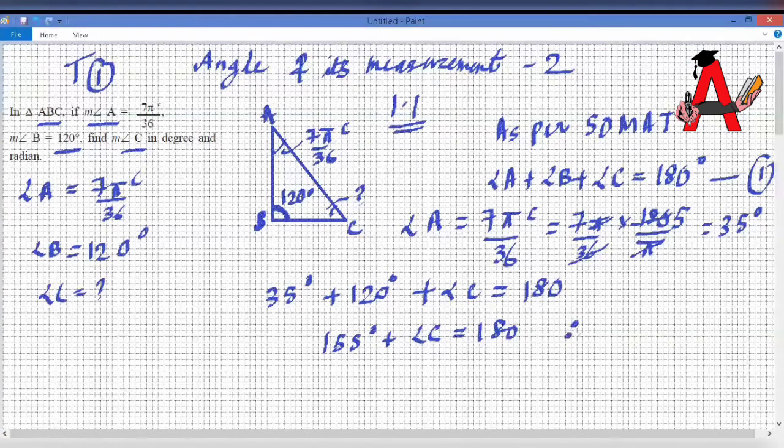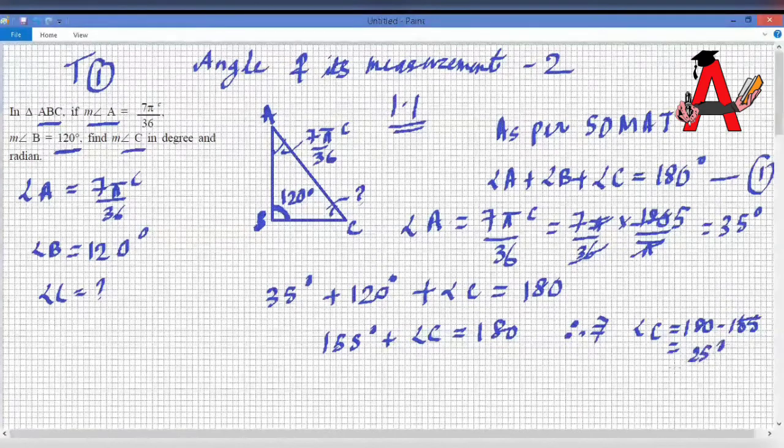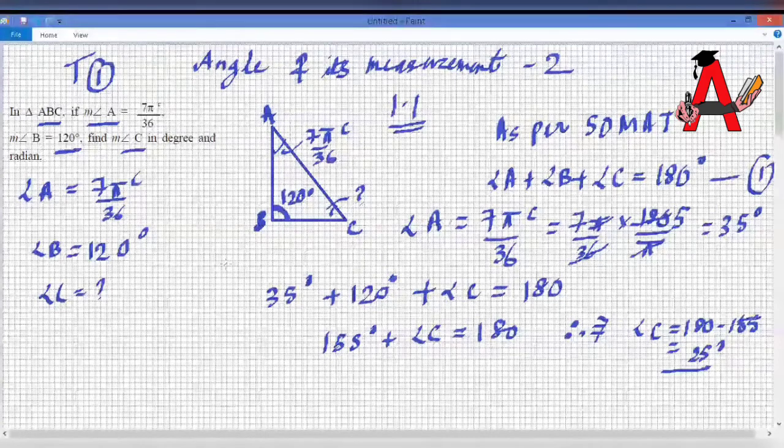Therefore, I can say this 155 will go that side. Angle C is equal to 180 minus 155, which is nothing but 25 degrees. So angle C is 25 degrees. We had to find the measure of C in degrees as well as in radians. We've already found it in terms of degrees. We can use the same logic and try to convert it into radians.